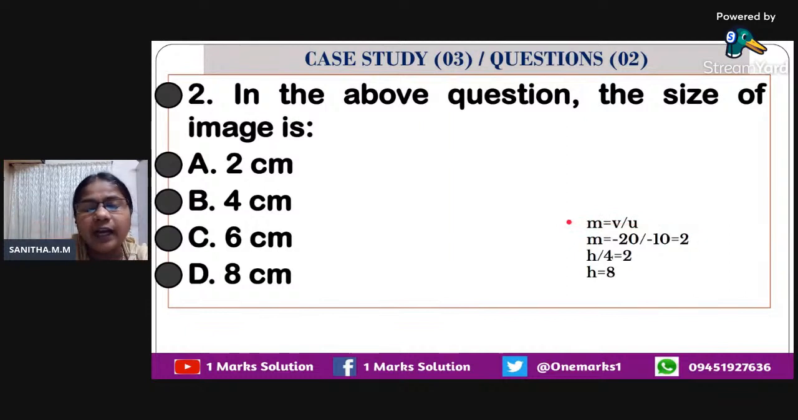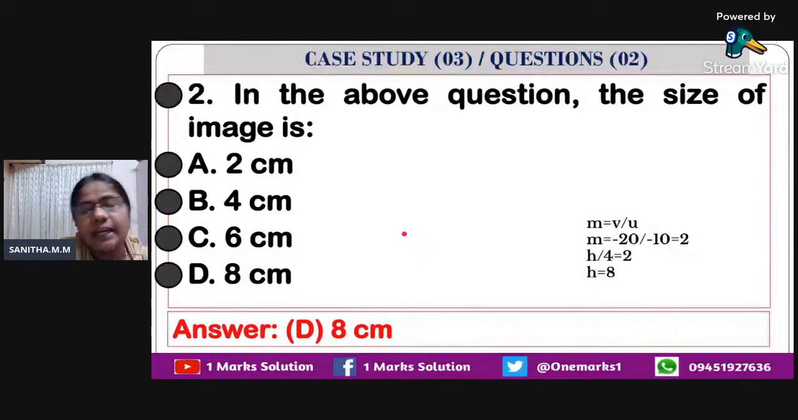Now, if you want to get the height of the image, the height of the object they have given, HI by HO. Instead of HO, I have written here 4. That means H by 4, we are getting 2. So what is H here? It is the height of the image. You are getting the answer 8. So the answer will be 8 centimeter. Very simple. Two equations you have to study for magnification, HI by HO and V by U. And see, the sign convention is very, very important when you are applying the equation also.